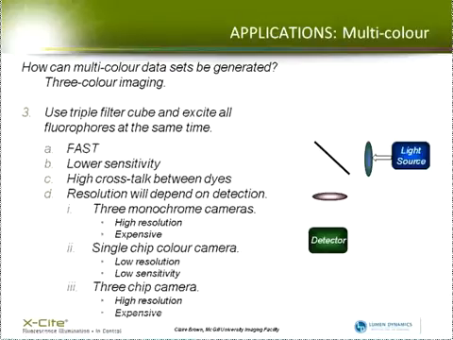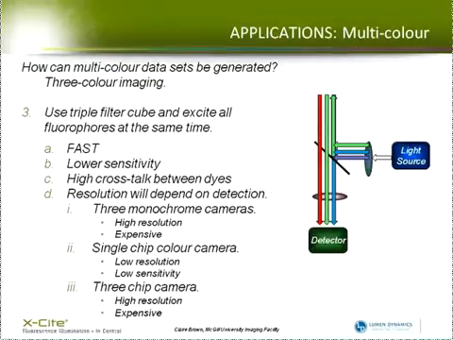So you would turn on all three colors of light at the same time and image them simultaneously. So this is very fast. Again, you have the lower sensitivity because of the multi-coated dichroics. You do get crosstalk between the dyes, so you have to do your proper controls. And your resolution will depend on how you do the detection. So if you use 3 cameras, so if you could put in some optics here to split off the blue, the green, and the red light to 3 cameras, that would give you high resolution, but it'd be quite expensive.